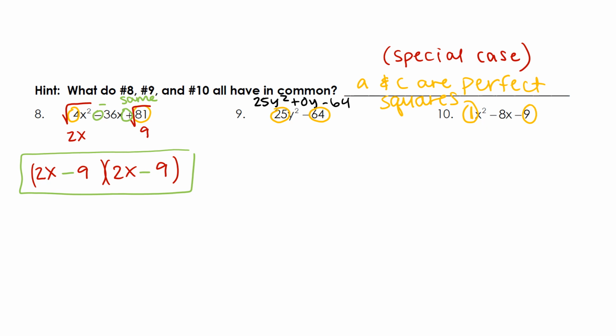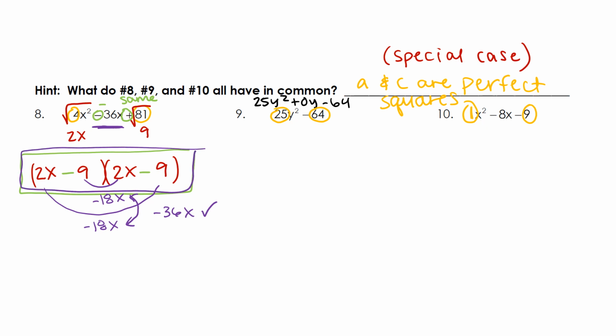Now, one thing we do need to make sure, especially with these special cases, is sometimes it doesn't work. So what I mean by that, we do have to check our answer. We're going to FOIL here, but we're going to do a loose version of FOIL. We already talked about how 2x times 2x is 4x squared. I know that's going to check out. We already talked about how 9 and 9 is 81. I know that's going to check out. I need to confirm that when I multiply the outside and the inside values, I get negative 36x. So outside would give me negative 18x. Inside would give me negative 18x. If I combine those together, I get negative 36x, which checks out. That is what that middle term is. So I know this is my final answer.